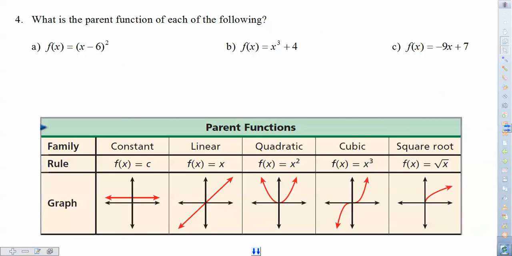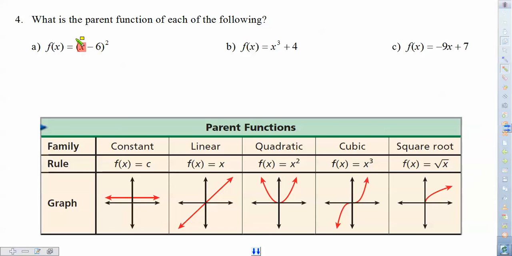Okie dokie, on to 4. Didn't look like anybody had any problems with these. So just remember your big 5 right here. Kind of treat this tomorrow just like it's a multiple choice question with just 5 choices. You have constant, linear, quadratic, cubic, and square root. And all it depends on, in order to determine which one it is, is to focus on what's happening to x.